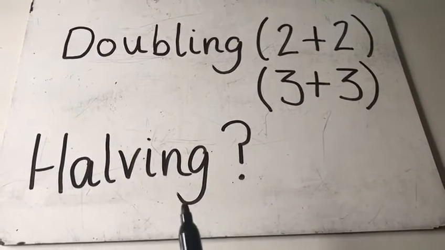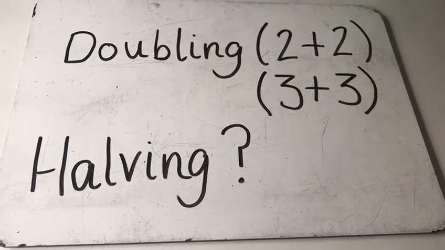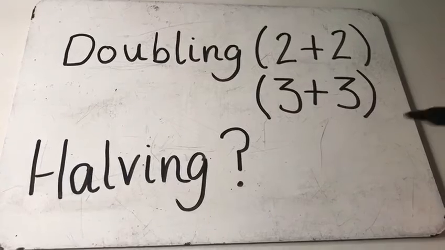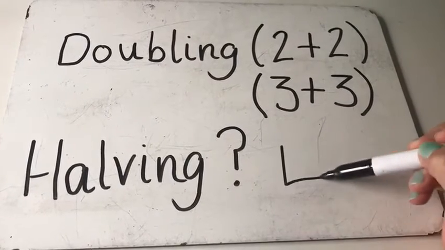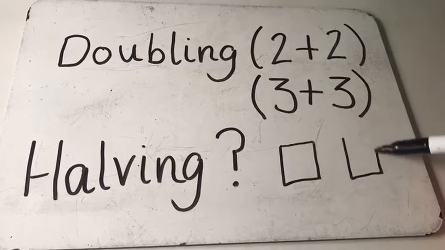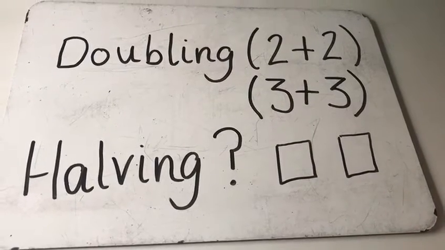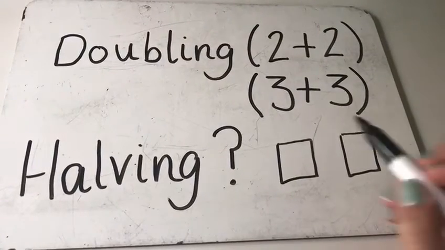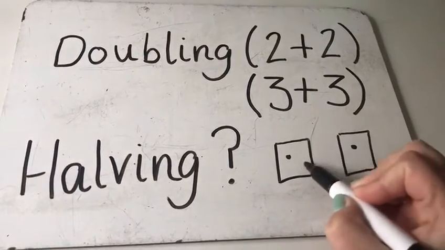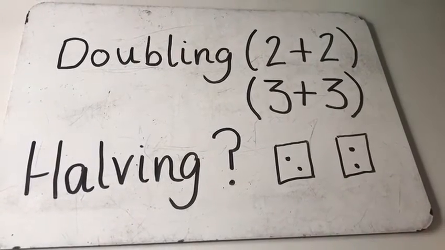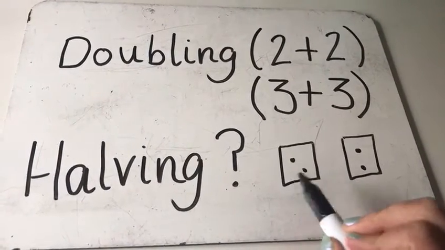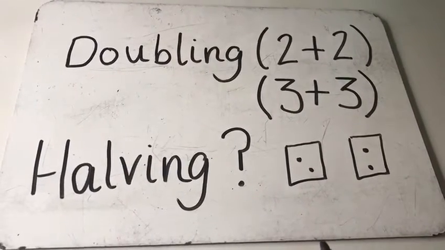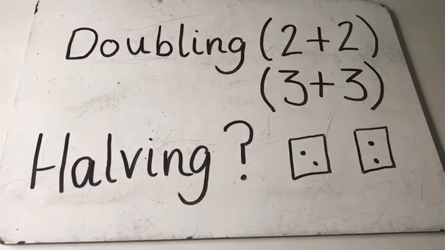So what about halving? Well, halving is the opposite, and halving is splitting something into two. So if I wanted to split the number 4 equally into two parts, I could draw two boxes like this to show my two parts, and I could equally share the number 4 between those two parts. So 1, 2, 3, 4. Now you can see that there are 2 dots in this box and 2 dots in this box, which shows that I have split the number 4 equally into two parts, or in other words, I have halved it.